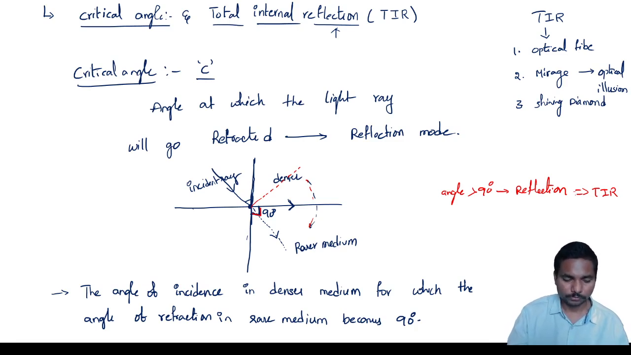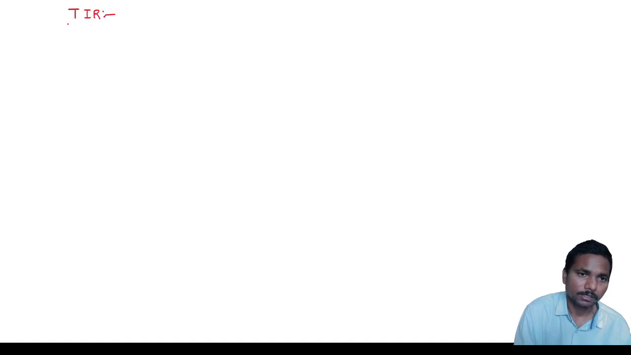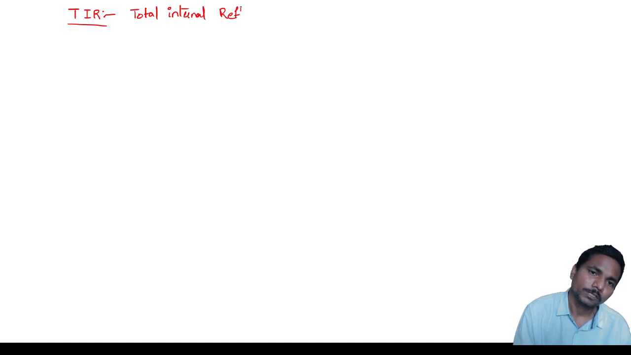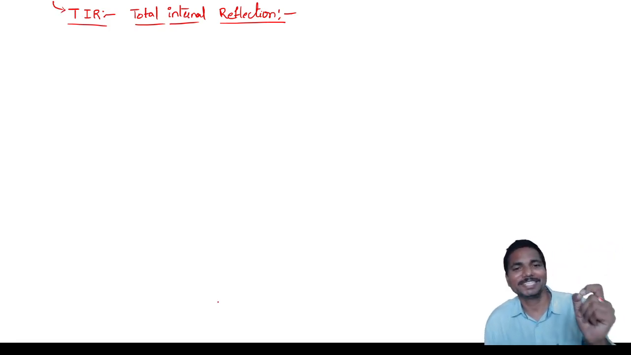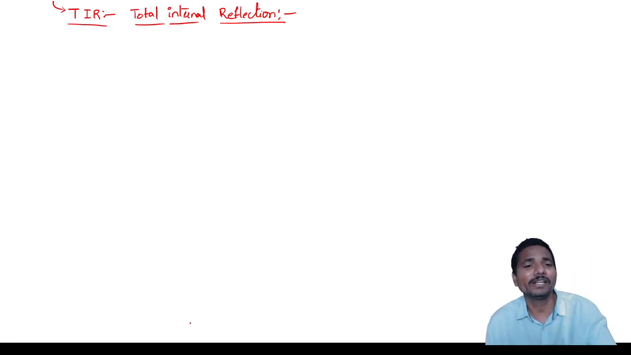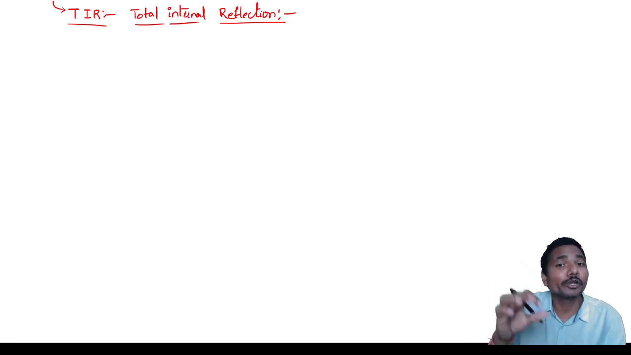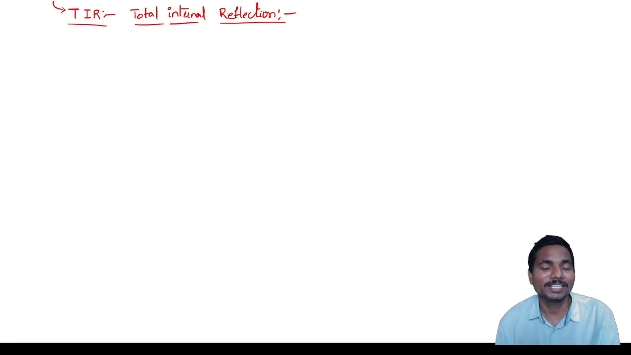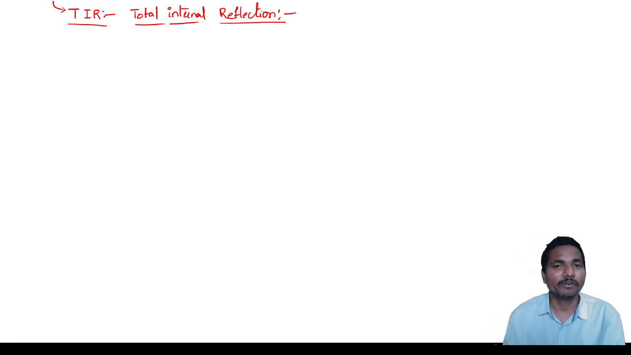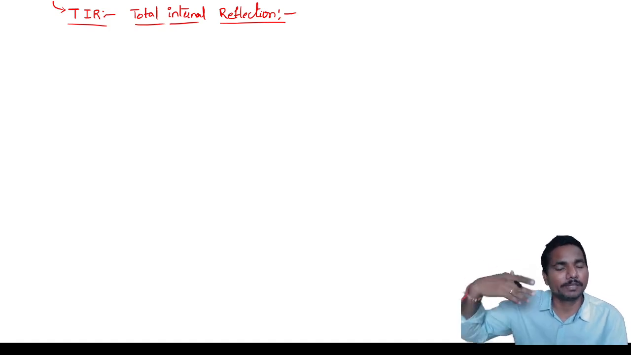Okay, so the next one, total internal reflection, TIR. Whenever we remember it as a short term, like TIR, then our mind feels that we know that one very well. So that's why you remember a short term. That is an advantage. Whenever our mind accepts, it is ready to accept the concept.